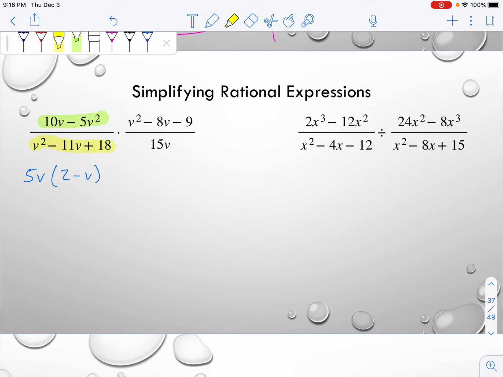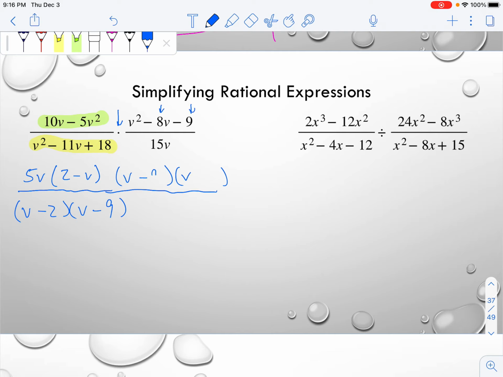All right, and then we can do this one. It doesn't matter what order as long as you keep it in the location it belongs. V squared minus 11v plus 18. So what multiplies to 18 and adds to negative 11? Negative 2 and negative 9. Now this multiplication here just means everything that's up top stays up top, because we multiply across. So we're just going to continue up here. What multiplies to 9 and adds to negative 8? Negative 9, positive 1, and then we have a 15v in the denominator.